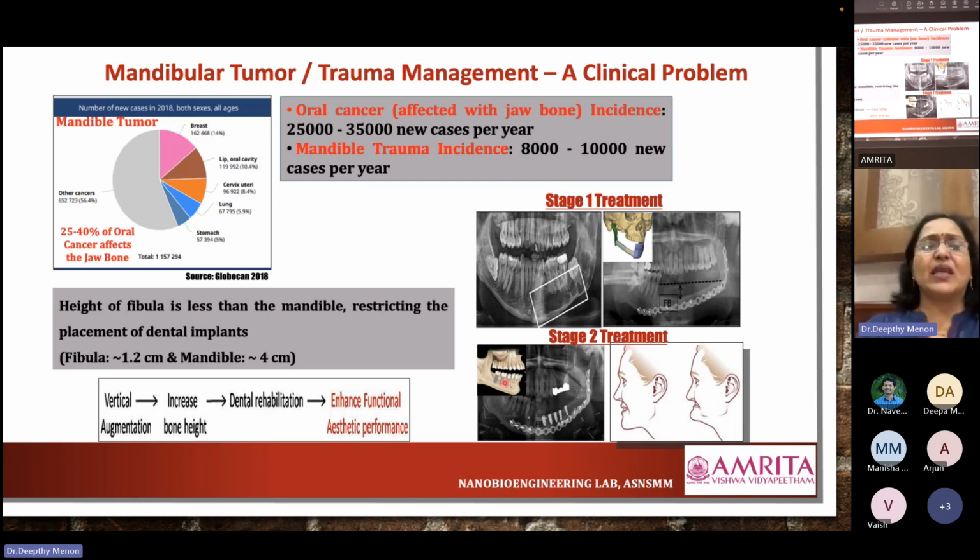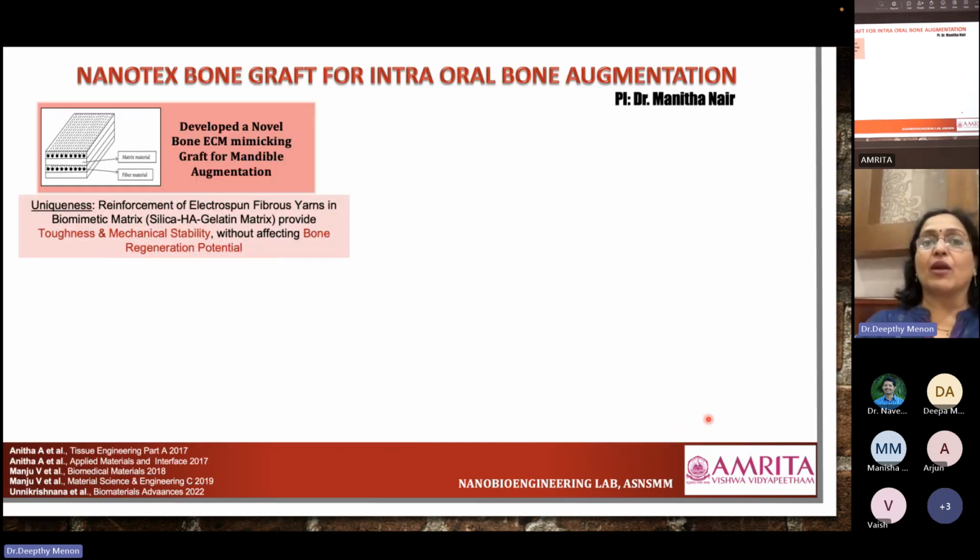It's a very big procedure because you have to do surgery at multiple places, because you have to get the fibula from your leg, and you have to get another part from another part of the body. So you keep it. So you can see fibula is only 1.2 centimeter, mandible is 4 centimeter. So there is always a disfiguration like this that happens. Can we address this problem? This is the problem that Dr. Manita actually took up to address.